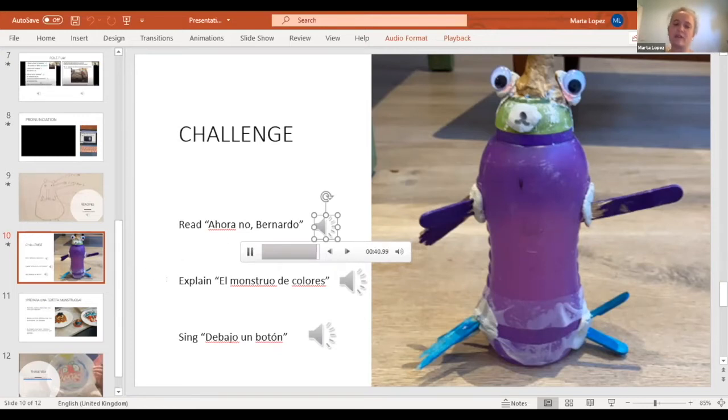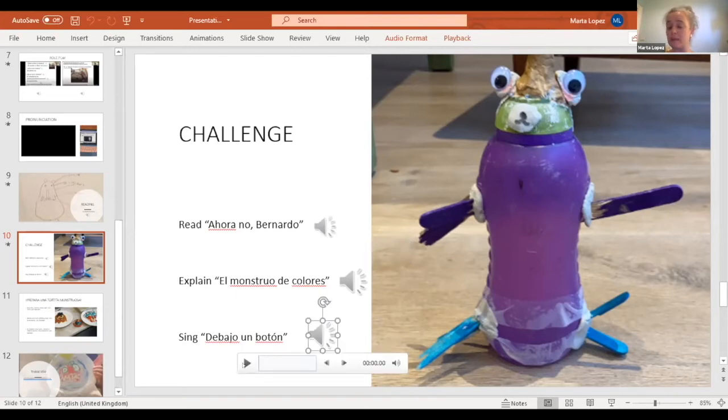Also, we gave them another challenge that is explain the story of El Monstruo de Colores, but in English, and most children were happy to do this. I will not play this because we are running a little bit late. And then the singing, the Bajo un Botón, we thought it would be good for some children that maybe need to join in a little bit more and they are working toward expectations.